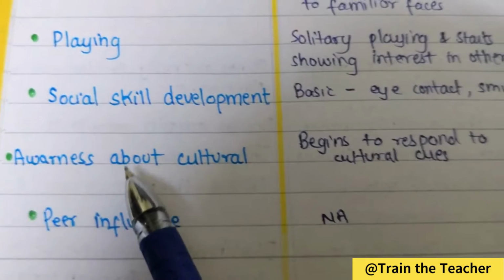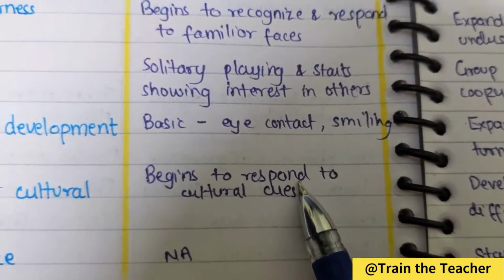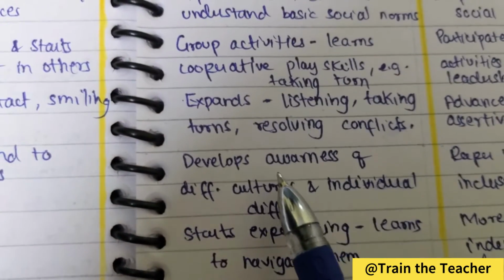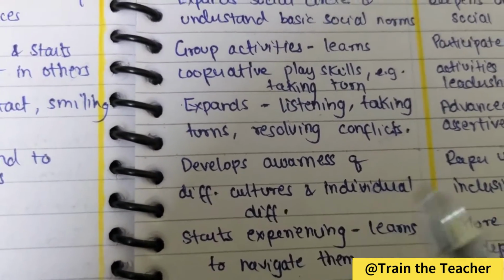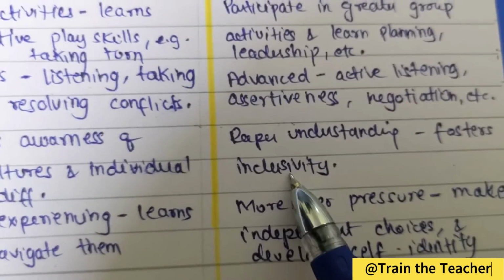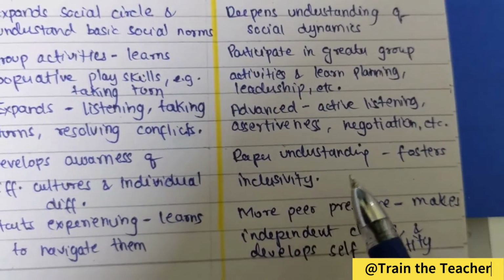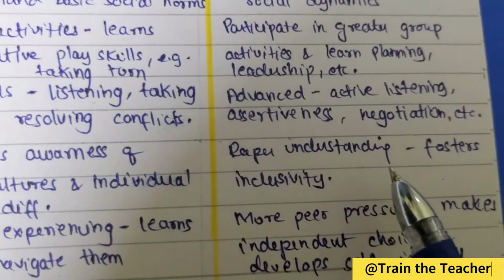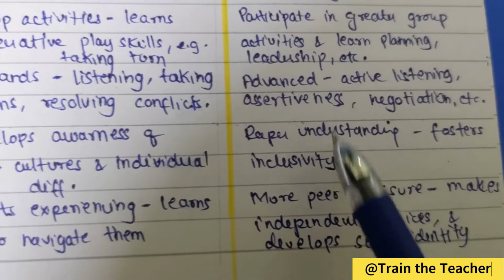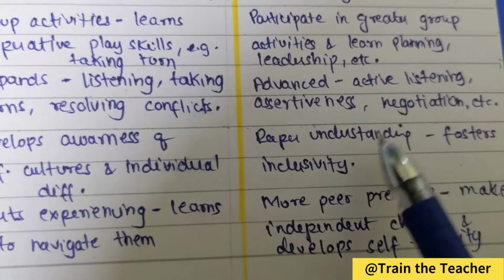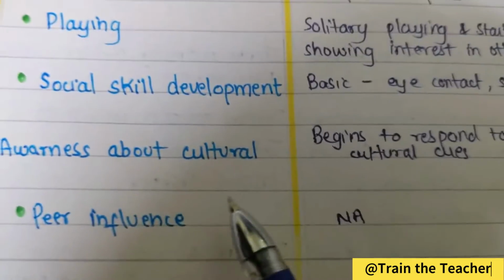Awareness about culture, an important point. During infancy, they begin to respond to cultural cues. During childhood, they develop awareness of different cultures and individuals. And during adolescence, deeper understanding takes place, and the parents and the teachers try to foster inclusivity, diversity and inclusion. Everybody is the same. We must accept and celebrate each other's culture, that sort of emotion.